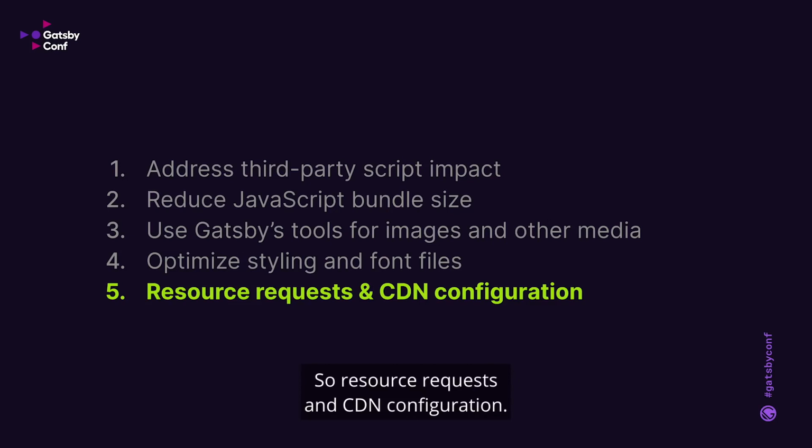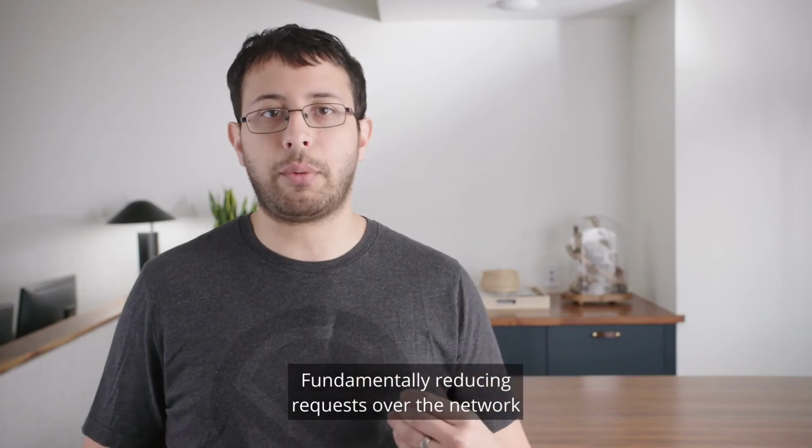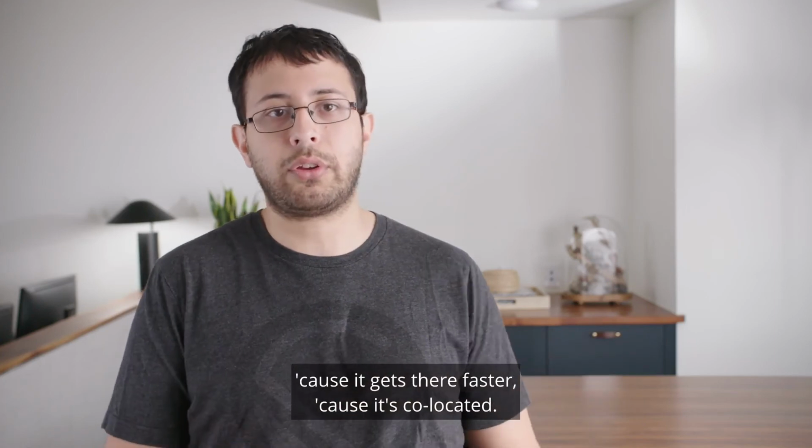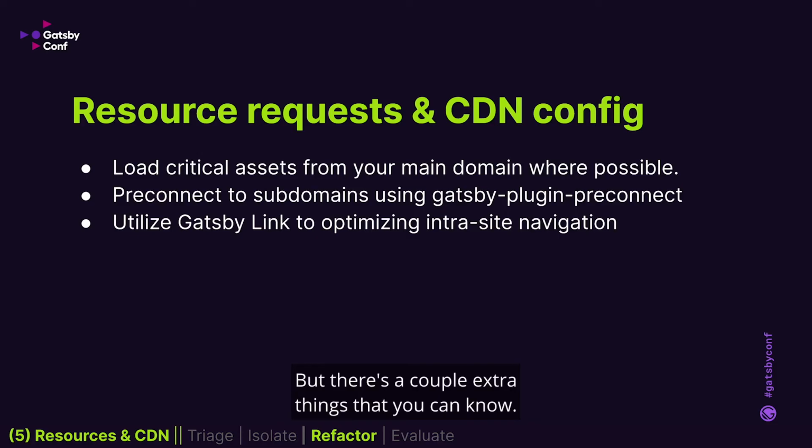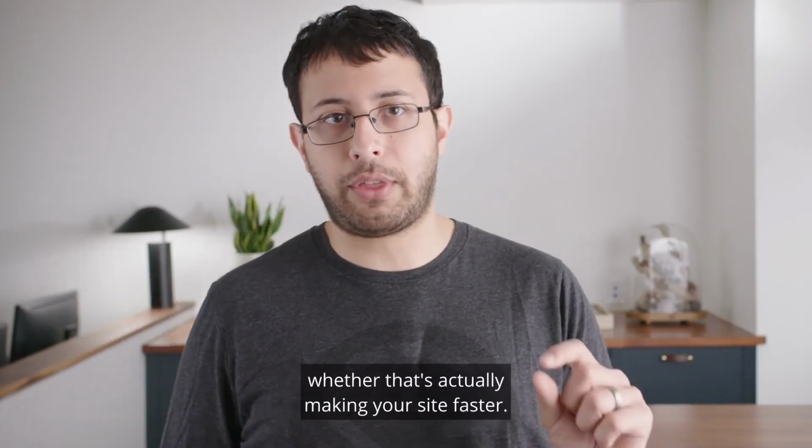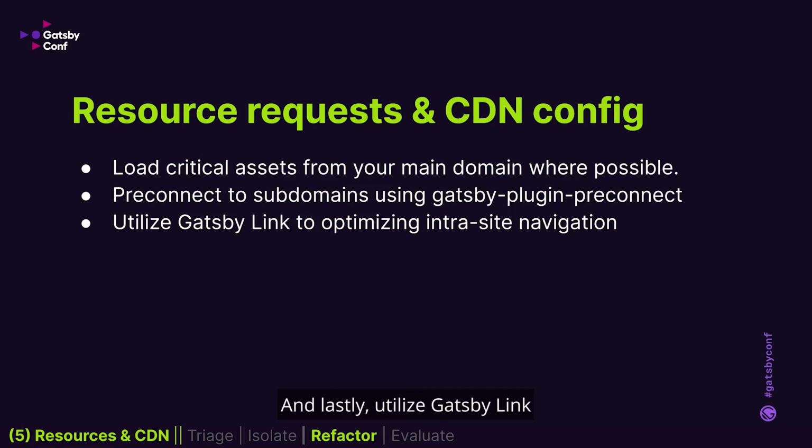So, resource requests and CDN configuration. Well, we've actually already talked about a lot of things that reduce requests over the network, right? Fundamentally, reducing requests over the network means your data is faster because it gets there faster because it's co-located. But there's a couple extra things that you can know. Load critical assets from your main domain rather than your subdomain where possible. Pre-connect to subdomains using Gatsby plugin preconnect and test that out. Sometimes you need to just test and make sure whether that's actually making your site faster. And lastly, utilize Gatsby Link to optimize the intra-site navigation.